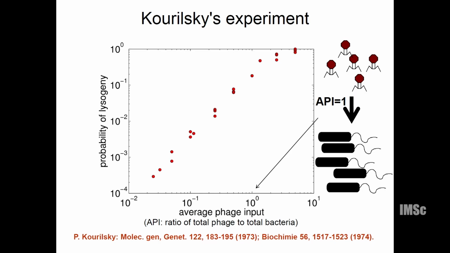phage and bacteria were taken, mixed together in conditions where they would not infect, but they would just attach onto the bacteria. Okay, so let's say at 1:1, average phage input 1 means 1:1, 10 bacteria, 10 phage were mixed together. They would all randomly attach and adsorb, and then he would change the condition and they would all infect simultaneously. So what happens in that kind of case? A certain percentage, then he would measure how many went lysogeny, what percentage, and he did this with different ratios.